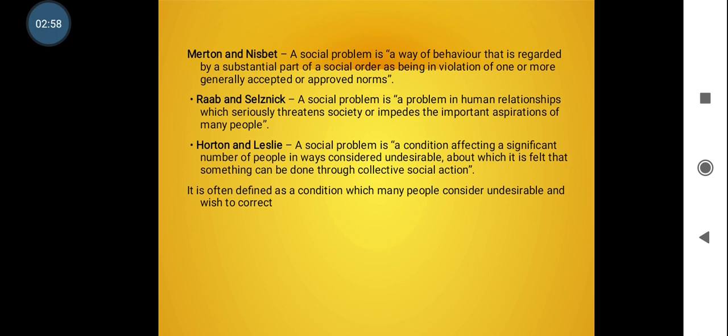Rab and Cell say a social problem is a problem in human relationships which seriously threatens society or embitters the important aspirations of many people. Last is Horton and Leslin: a social problem is a condition affecting a significant number of people in ways considered undesirable, about which it is felt that something can be done through collective social action. It is often defined as a condition which many people consider undesirable and wish to correct.